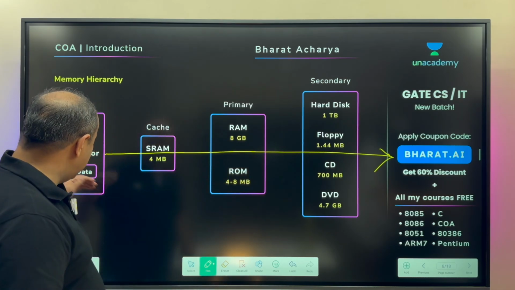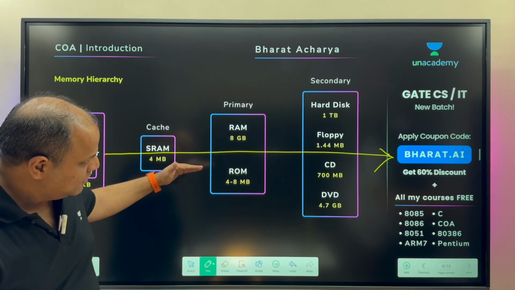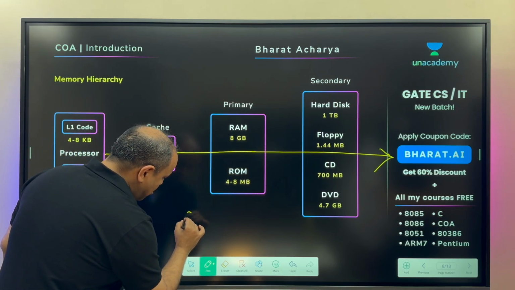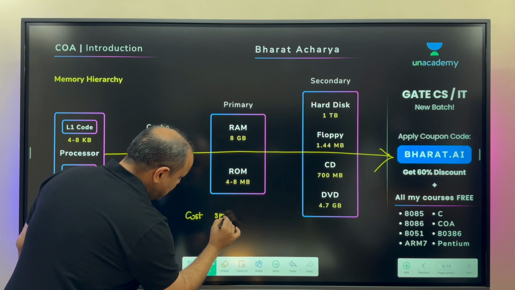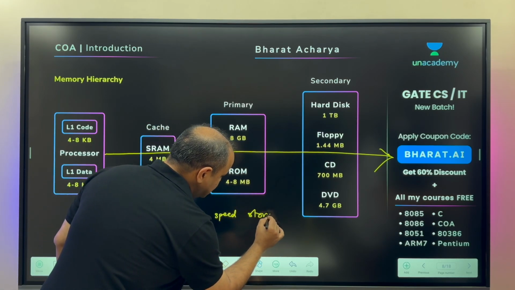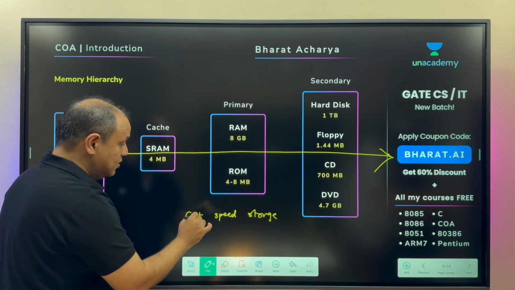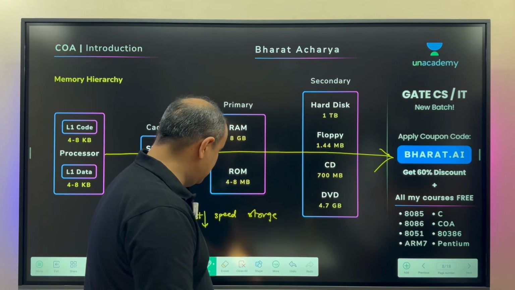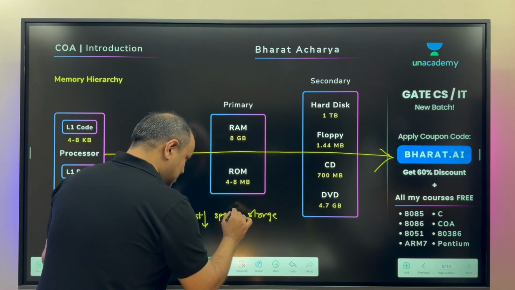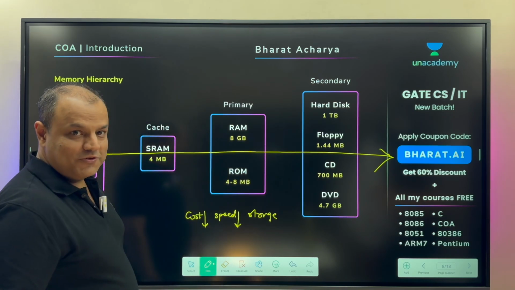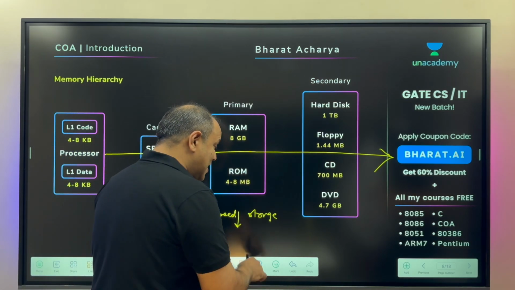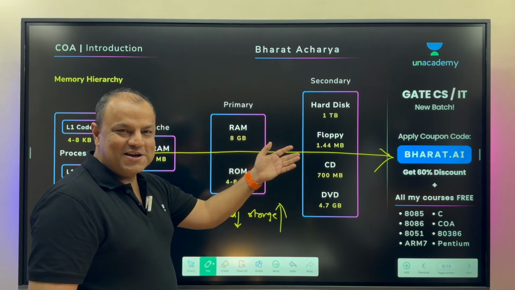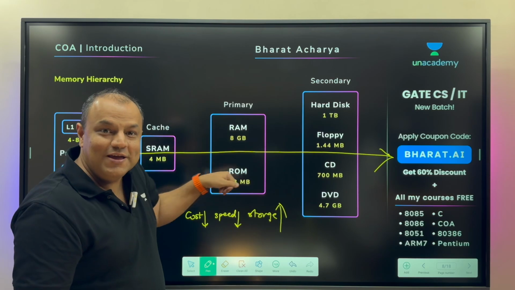I'll come to that. Anyway, as you move out of the computer, this is a summary of this whole memory hierarchy. What happens to the cost, to the speed, and to the storage? As you move out, the cost reduces. The outer you go, the cheaper the memory gets. What happens to the speed? The speed reduces. The closer you are to the processor, the faster is the memory. What happens to the storage capacity? Increases. As you go further out, the storage capacity increases. Like I said, from kilo to mega to giga to tera.